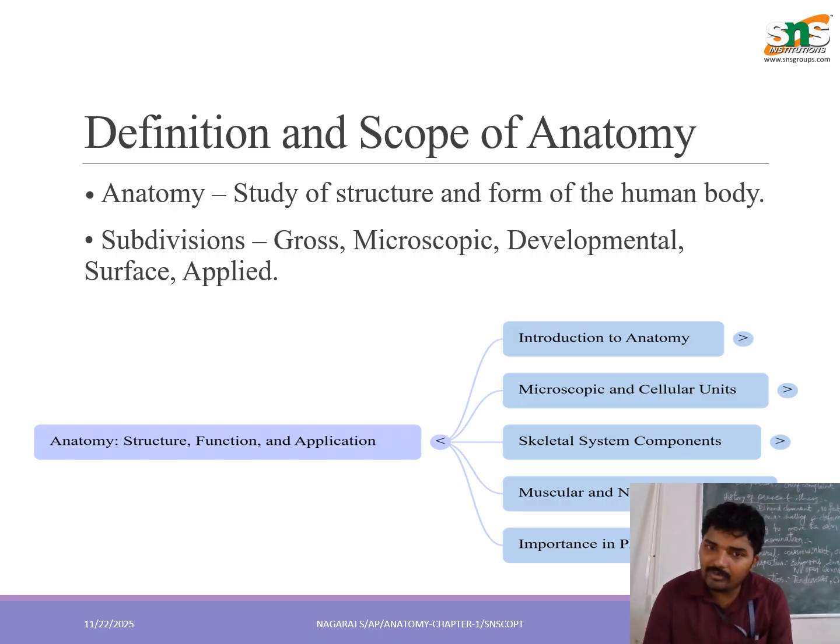The subdivisions of anatomy, what are they? Gross anatomy is the study of the entire structures, a diagrammatic representation of the features. That is gross anatomy. Microscopic anatomy, what is microscopic anatomy? The structure is studied at the microscopic level. That is microscopic anatomy.